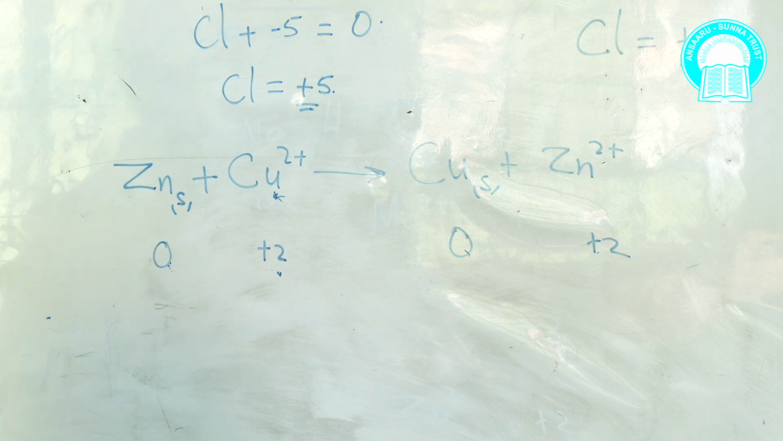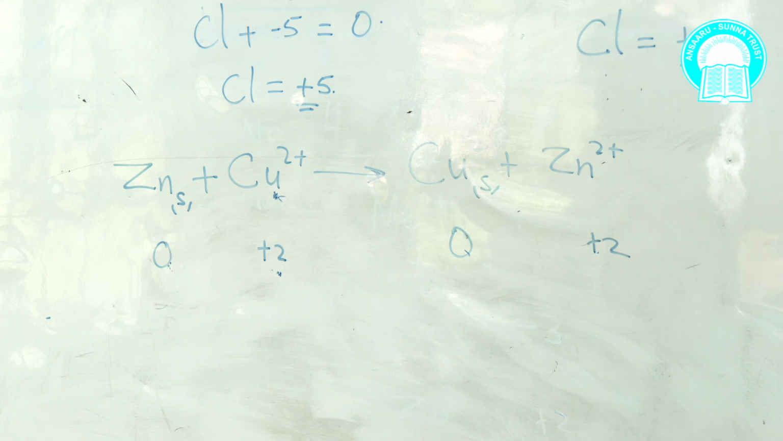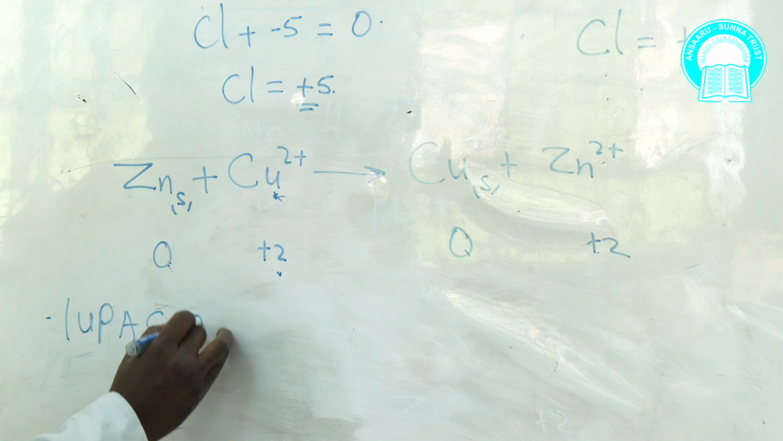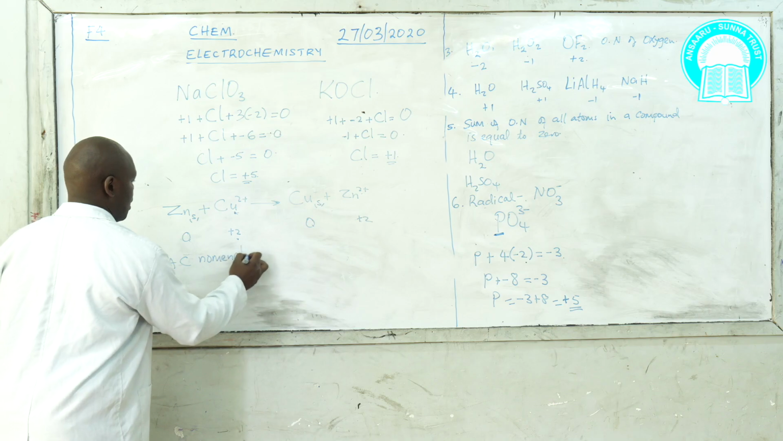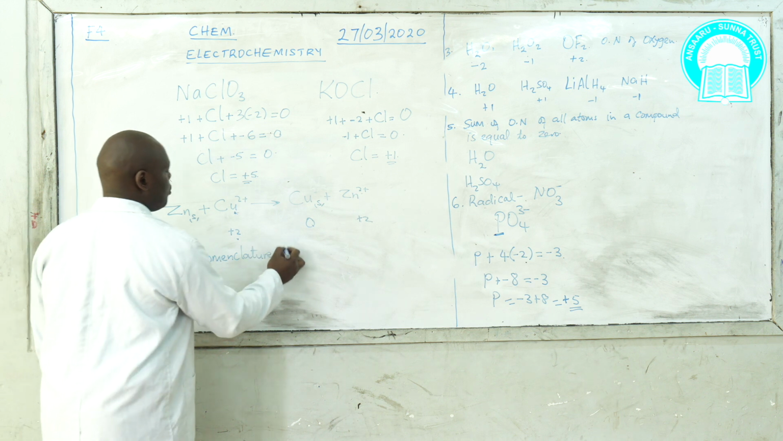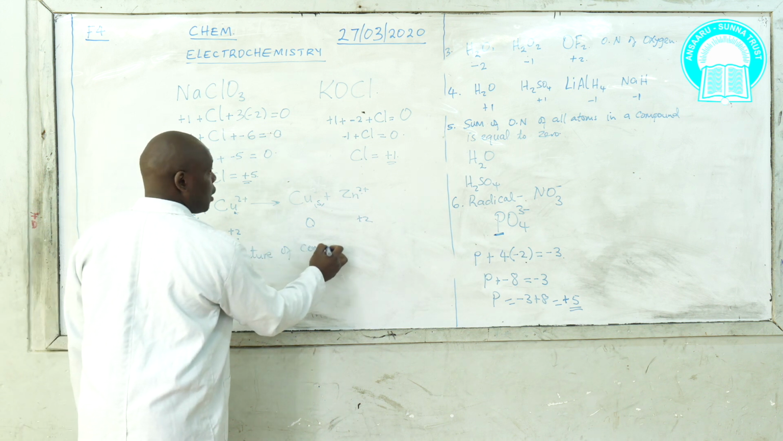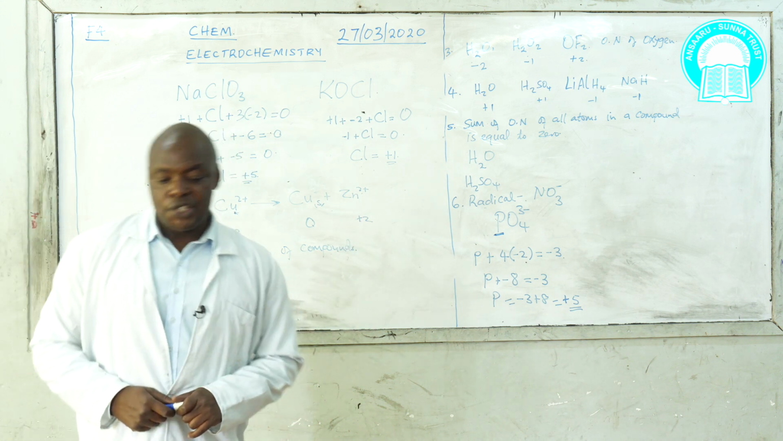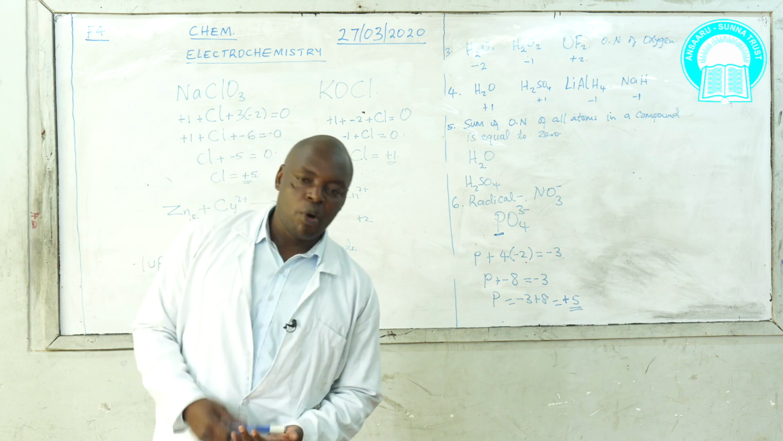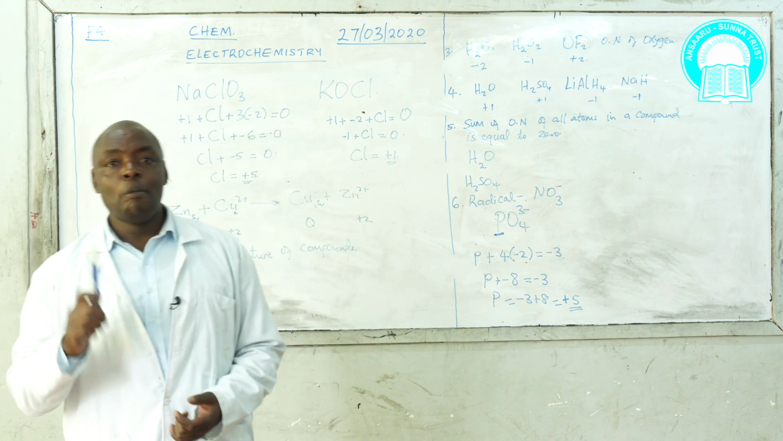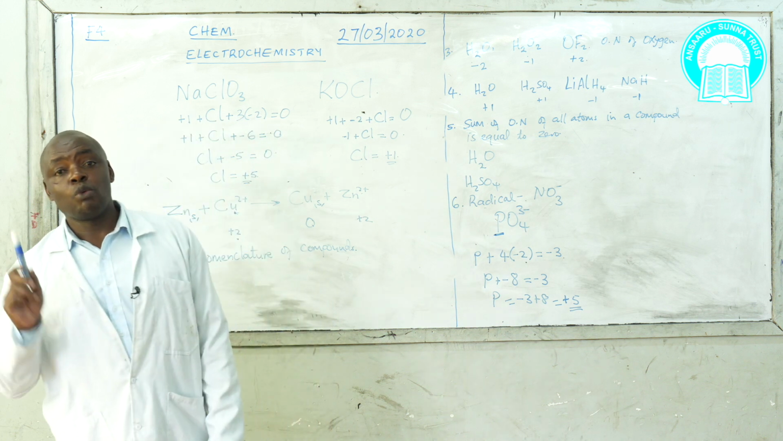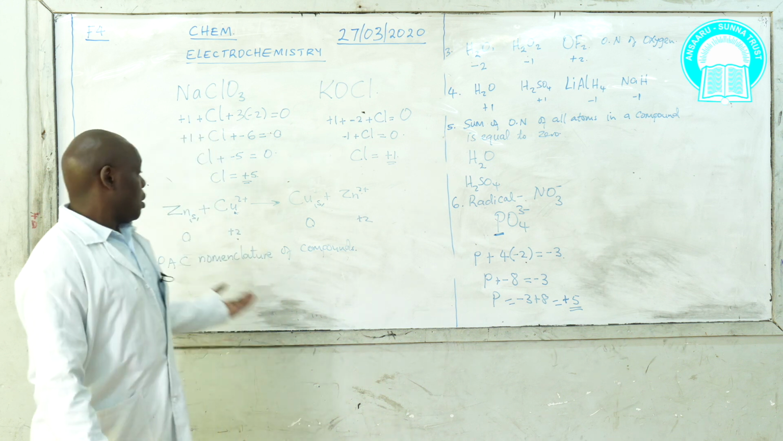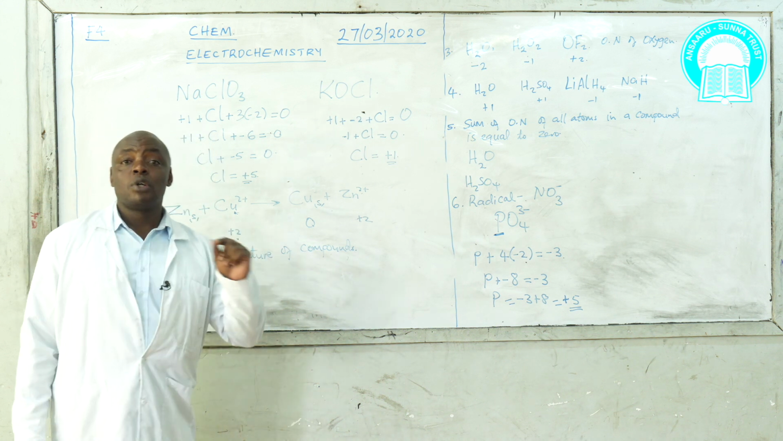The other use of oxidation numbers is nomenclature. They are used in IUPAC nomenclature of compounds, especially compounds of elements that have got more than one valency, or more than one oxidation state. That is, we can use oxidation numbers to name those compounds.